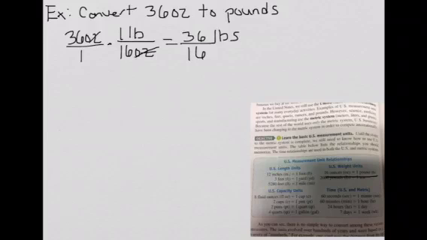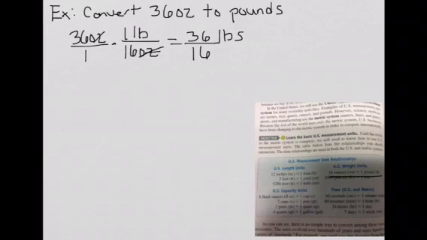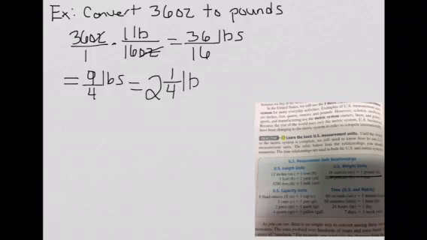Okay, but now if you notice, we can reduce that. They each are divisible by 4, so divide each one by 4. And what we're left with is 9 over 4 pounds. If you want to, which I suggest, turn that into a mixed number, it just makes it easy for us to understand exactly what we're talking about. We get 2 1/4 pounds, which is equivalent to the 36 ounces.